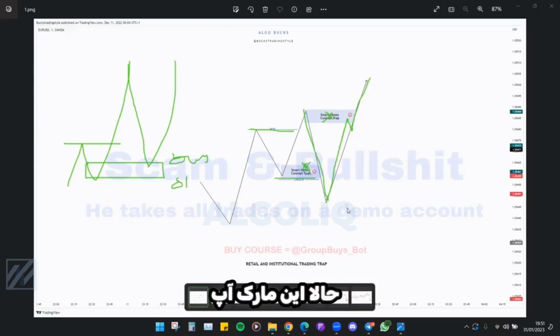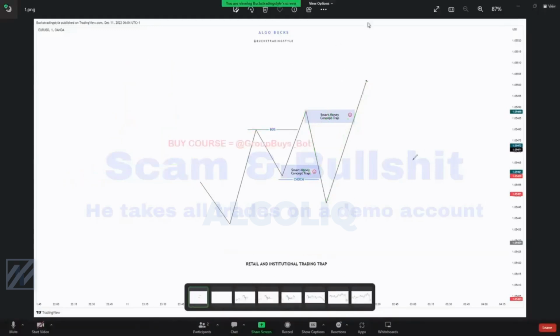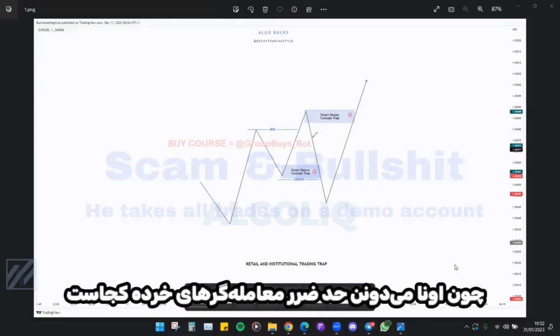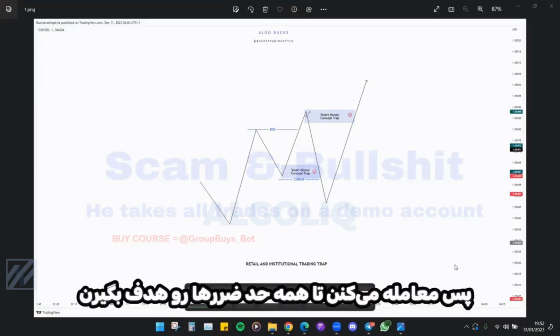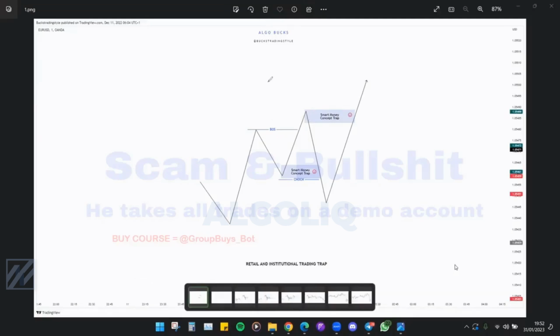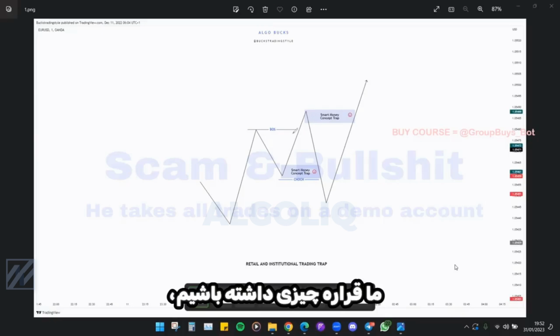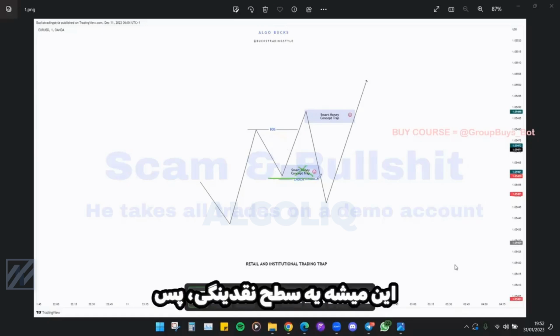Now, with this markup, how will algo traders take this trade? Remember, algo traders try to trade the way the institutions, the big banks, trade, because the big banks know where the normal retail traders' stop losses are. So they trade to target all of their stop losses. Now, the algo trader, after seeing these guys get stopped out, this becomes a liquidity level.